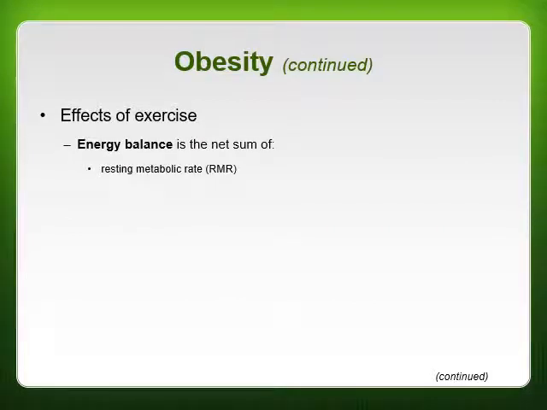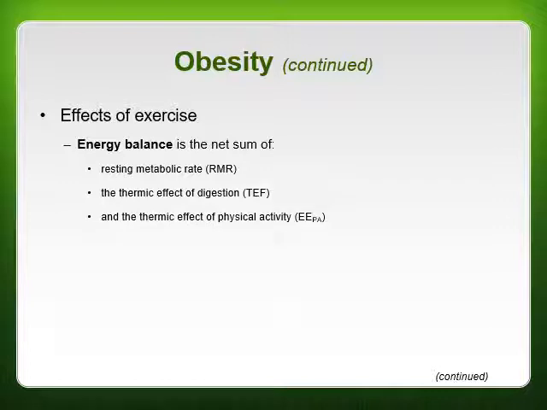Energy balance, that's what we were talking about before. Effects of exercise. Let's just kind of break down the energy balance equation here. It is a combination, the net sum of your RMR, TEF, and the EEPA. That's a lot of letters there, but what they mean is your resting metabolic rate, so how many calories that you burn while you're at rest. The thermic effect of digestion, or for TEF, it's thermic effect of food, is how you've probably heard it before. And that's the amount of energy that's burned by just kind of breaking down food. There is an energy demand there.